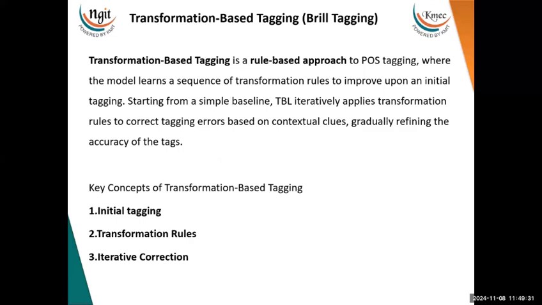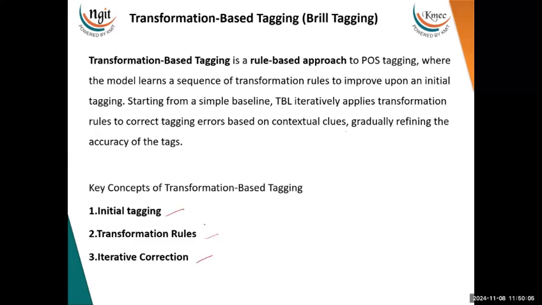Then transformation based tagging. Transformation based tagging is a rule based approach to POS tagging, where the model learns a sequence of transformation rules to improve upon an initial tagging, starting from a simple baseline. Transformation based tagging iteratively applies transformation rules to correct tagging errors based on contextual clues, gradually refining the accuracy of the tags. The key concepts of transformation-based tagging are initial tagging, transformation rules, and iterative correction.